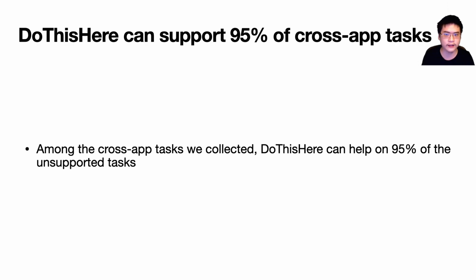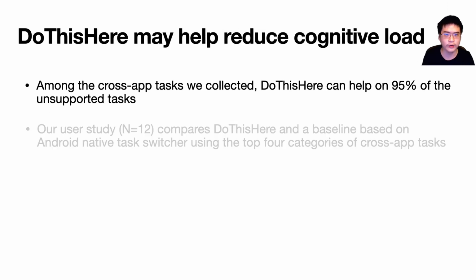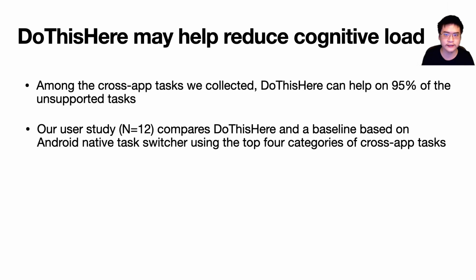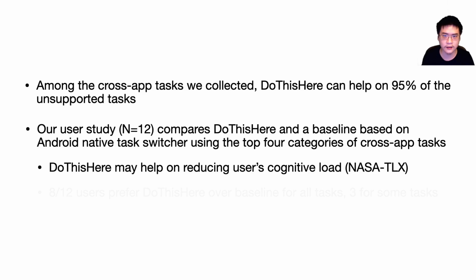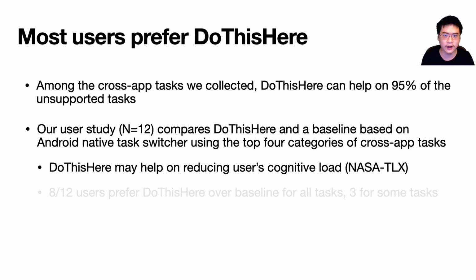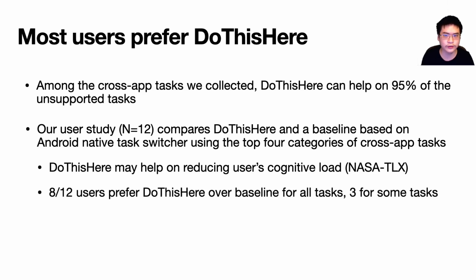To further evaluate the effectiveness of our technique, we recruited 12 participants to use DoThisHere to solve common cross-app tasks and compared it with the baseline based on the Android native task switcher. We find that DoThisHere can reduce users' cognitive load in multiple perspectives, such as mental demand and effort. From the users' subjective feedback, we learned that 8 out of the 12 users prefer using DoThisHere for all tasks. Another 3 prefer using DoThisHere for some tasks.